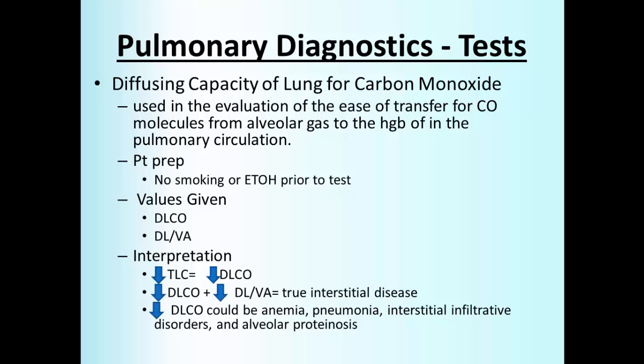Anemia produces a reduction in pulmonary capillary blood volume that causes a reduction in DLCO that can be adjusted mathematically for reduced hemoglobin. The DLCO may be reduced temporarily in a variety of disorders such as pneumonia, interstitial infiltrative disorders, and alveolar proteinosis. So just some diseases that can cause it to be low.